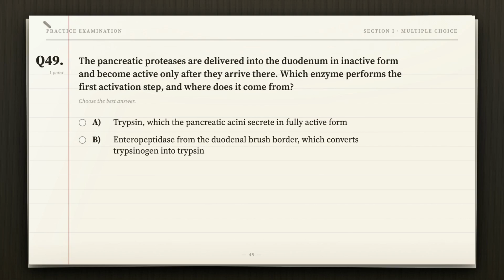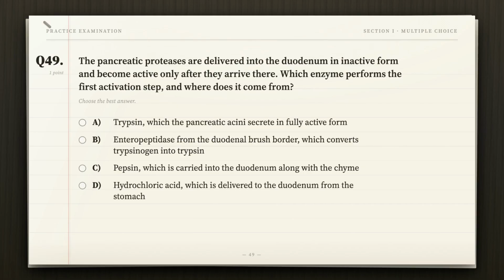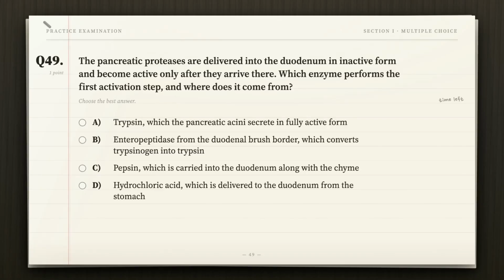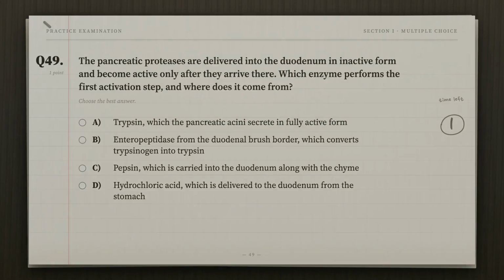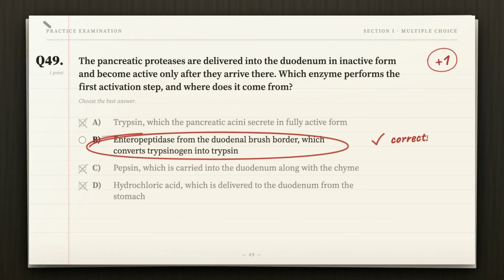Enteropeptidase from the duodenal brush border, which converts trypsinogen into trypsin. C. Pepsin, which is carried into the duodenum along with the chyme. D. Hydrochloric acid, which is delivered to the duodenum from the stomach. Which one is it? Pause the video if you need more time. The correct answer is B. Enteropeptidase from the duodenal brush border, which converts trypsinogen into trypsin.